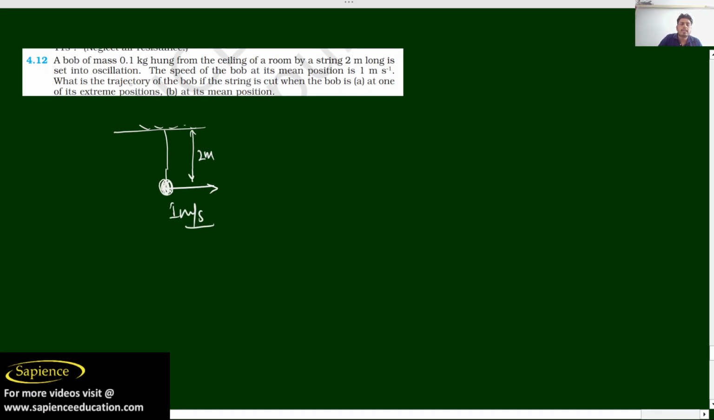What is the trajectory of the bob if the string is cut when the bob is at one of its extreme positions? So when the bob is at the extreme position, velocity will be 0, so the bob will fall down. When you cut the string, the bob will fall down. I don't think there are any other motions.